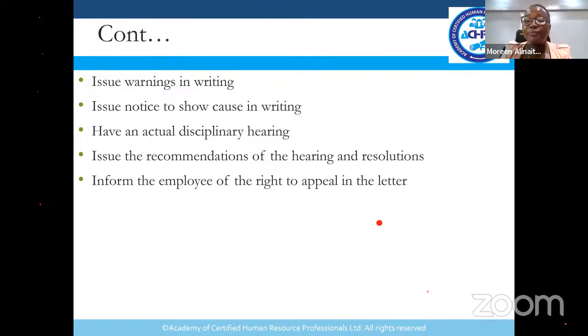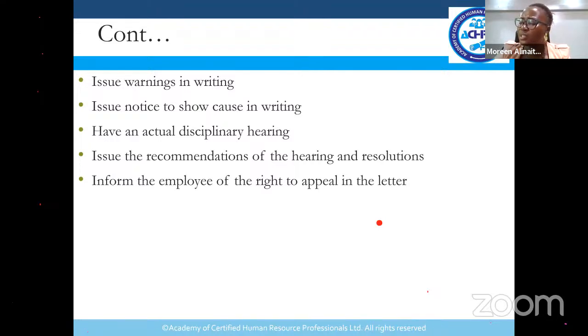Even the appeal, finished. So, issue a notice to show cause in writing, allow the employee time to respond. After they have responded, if you're not satisfied, because the notice to show cause is to show cause why you should not be subjected to a disciplinary hearing. How can you now issue a notice to show cause and you're already calling them for a disciplinary hearing? Does it make sense? Doesn't make sense.